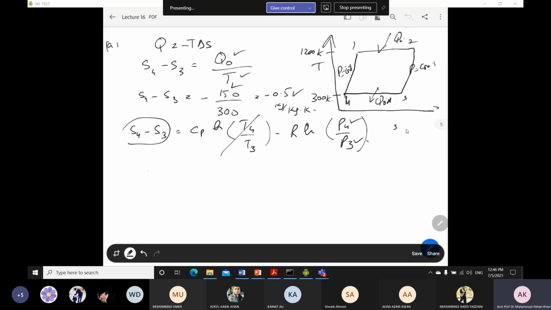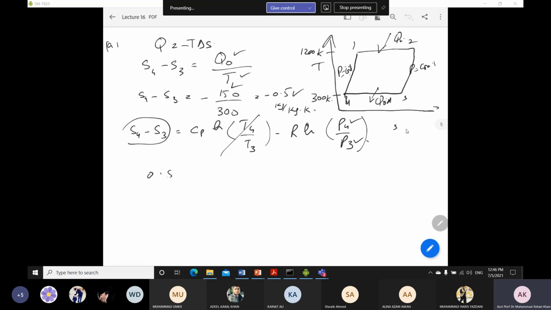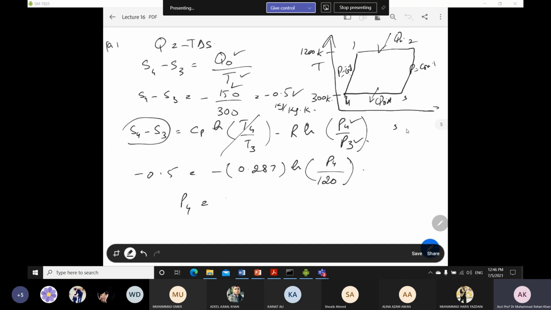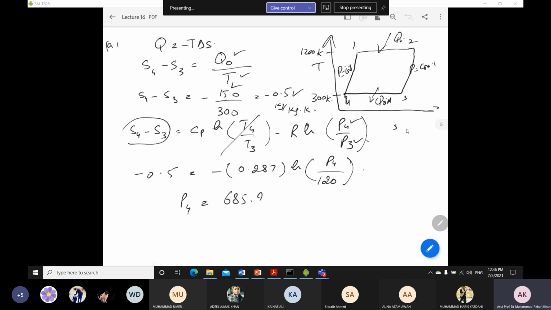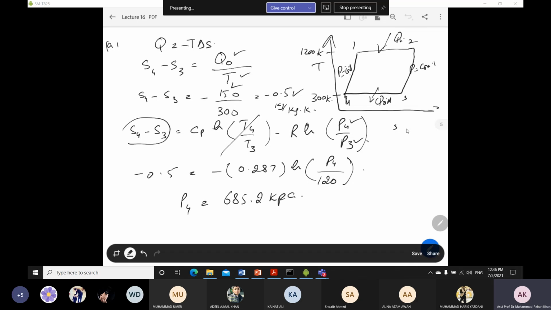If we solve it, then minus 0.5 is equal to minus 0.287, which is the value of R, the gas constant, times log of P4 over P3, and the P3 value is 120 kilopascal from your problem. So simply solve it for P4 and you will get the value of P4 as 685.2 kilopascal. Okay, this is the solution of part number A.